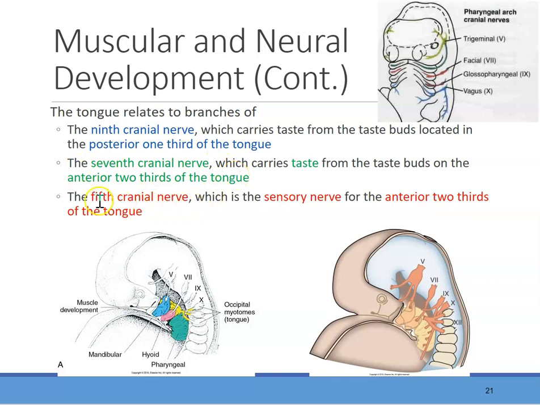And then we have the 5th cranial nerve, which is the trigeminal nerve, and that gives sensation to the front part of the tongue, the anterior 2/3. So the tongue has 3 different nerves that are needed in order for it to work.